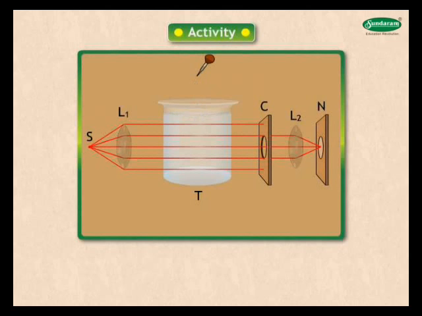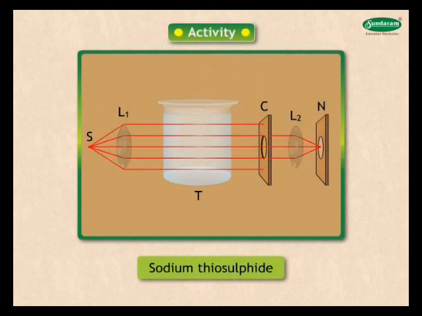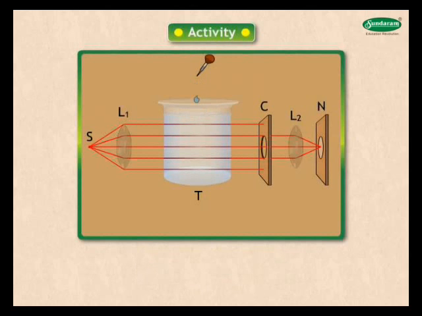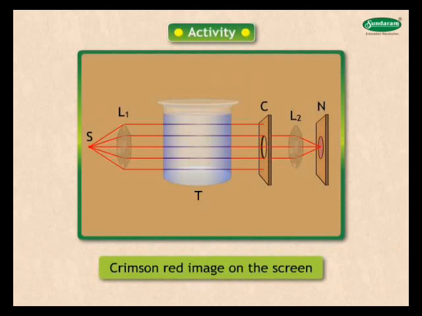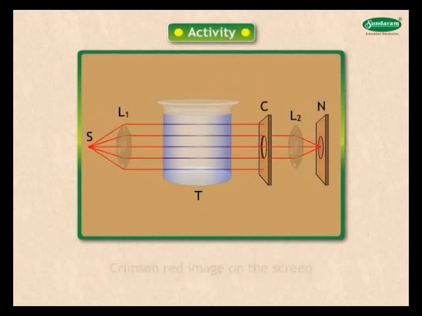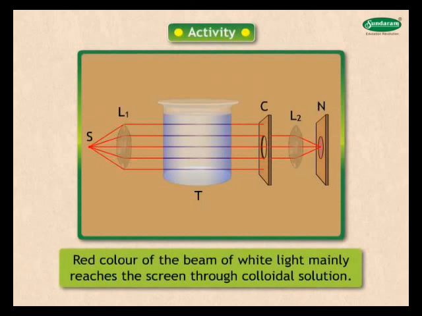Now add 25 gram sodium thiosulfate in 250 milliliters of water in a beaker and add a drop of concentrated sulfuric acid in it. What do you observe when you look from the sides of the beaker? From the three sides of the glass beaker, blue light is observed as the colloidal particles in the solution scatter the blue color. The color of the image on the screen becomes crimson red. This is because the red color of the beam of white light mainly reaches the screen through the colloidal solution.